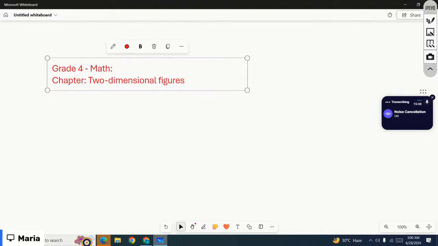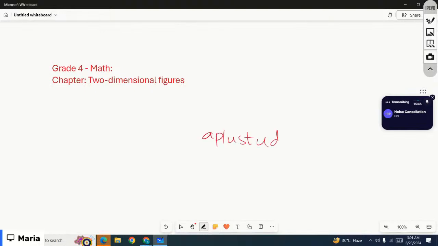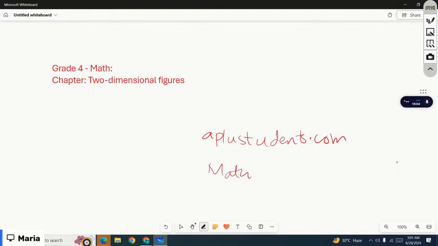We are here for grade 4 math. You can find all the lessons on equalstudents.com. You have to log in there using your email address and password as provided by the administrator. Then you have to select math from the subject tab. Scroll down to grade 4 math and then click on view all lessons.